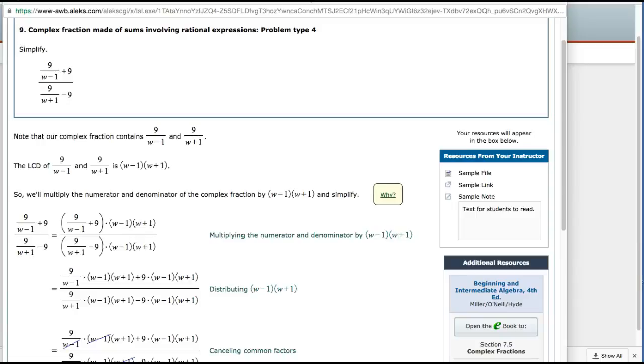Complex fractions can be hard. The technique that we use when there's more than two fractions, so here we see there are four fractions. Well, technically there's five, but we're not going to count this big one. So here is a fraction, 9 over w minus 1. Here is a fraction. Write it as 9 over 1. Here's a fraction, 9 over w plus 1, and then there's our fourth one, 9 over 1.